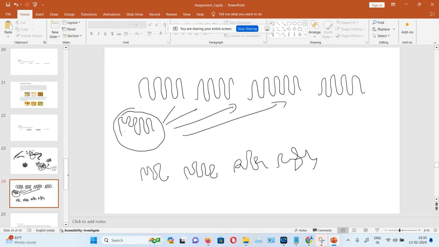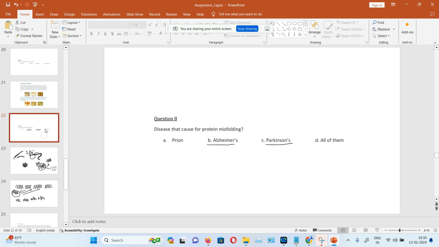So if the prion protein is formed inside your body, it will convert all your good protein to be misfolded as well, and it will increase the severity of the disease. And this is a transmissible disease, such that it can transfer from one organism to another through body fluids. So this is a mischievous protein, you can say, this prion.